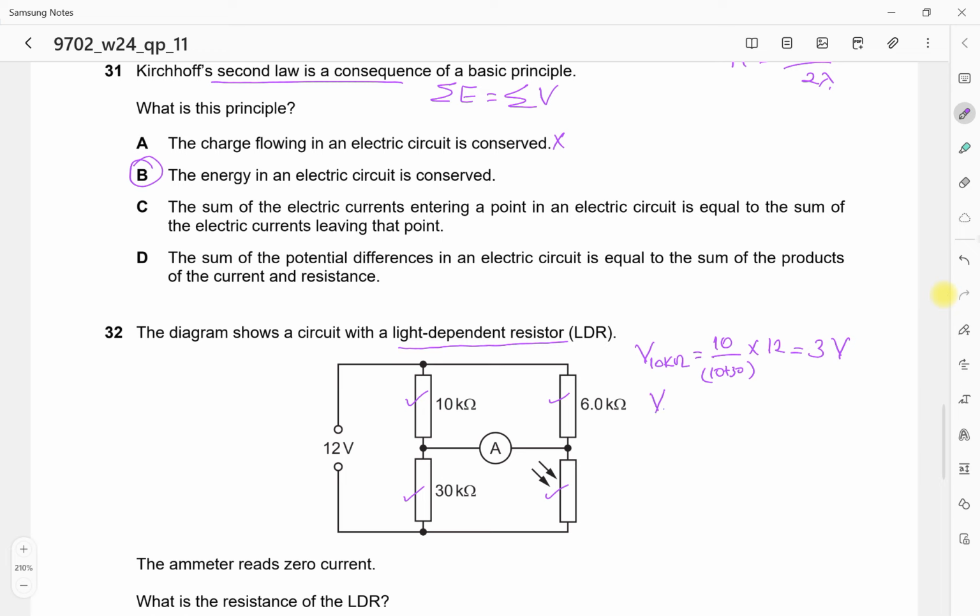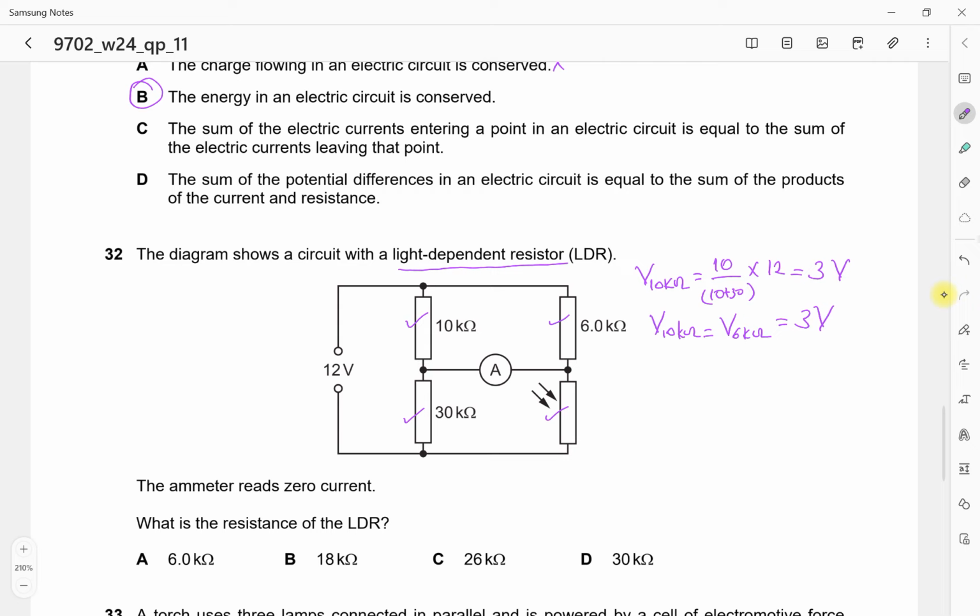The PD across 10 kilo ohms is the same as the PD across the 6 kilo ohms, which is also going to be 3 volts. So it means the PD across the LDR, we shall just subtract. The PD across the LDR is therefore going to be 12 minus 3, which is 9 volts. If this is 3 volts, this should be 9 volts. So now I know the PD across the LDR.